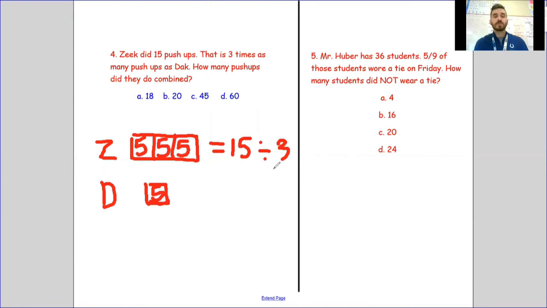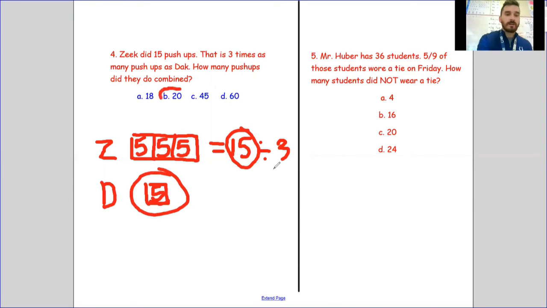It says, how many push-ups did they do combined? That's where I got to take these numbers and add. I know that Zeke did 15. I know that Dak did 5. If I did 15 plus 5, that would give me 20. So again, there's really good math on there. We've got to read those questions. That's actually what we're going to be working on either Thursday or Friday, I think. So that one is a little bit new, but it'll get better.